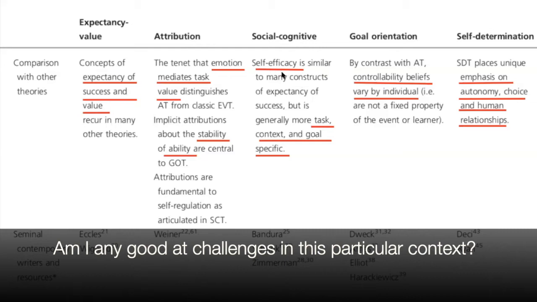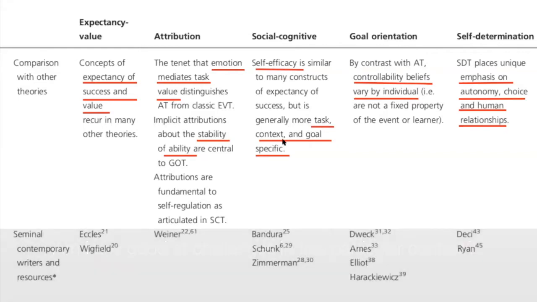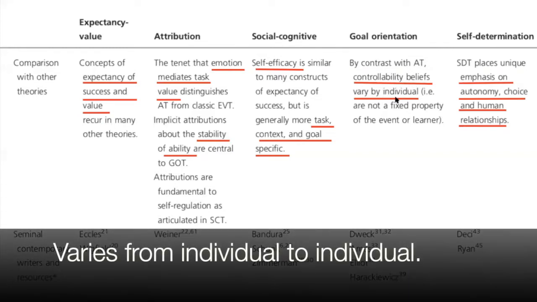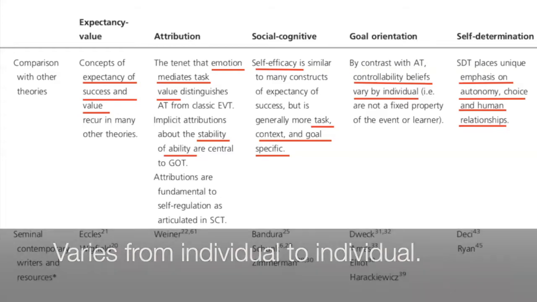So remember that it's not just a kid is or is not motivated, or a kid is or is not engaged. It has much more to do with the specific task, the context, or whatever goal it is that they are working towards. We also need to understand that this controllability belief does vary from individual to individual. So one approach to boosting student motivation and engagement isn't going to work for all of our students. It will take a variety of approaches.